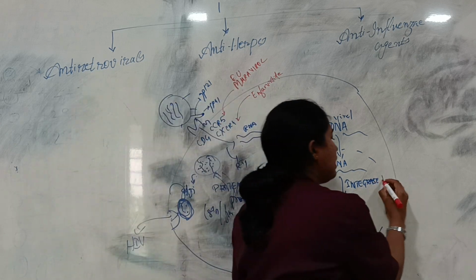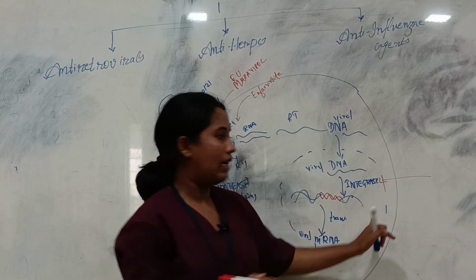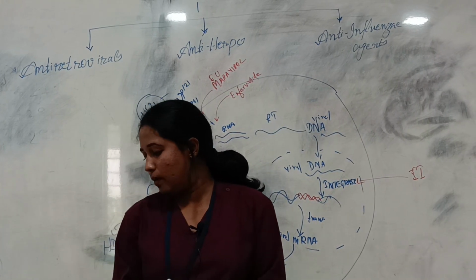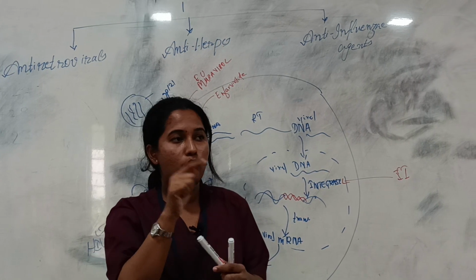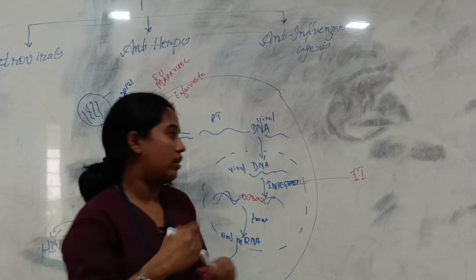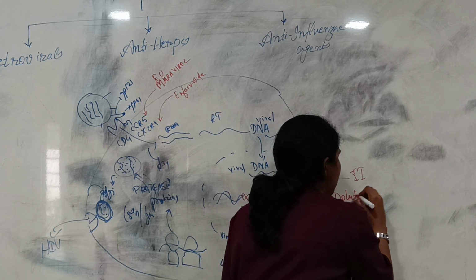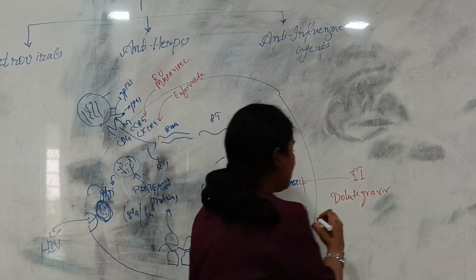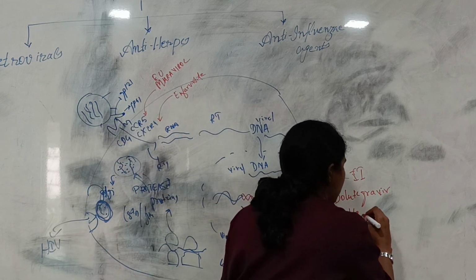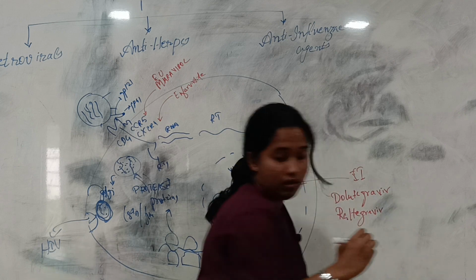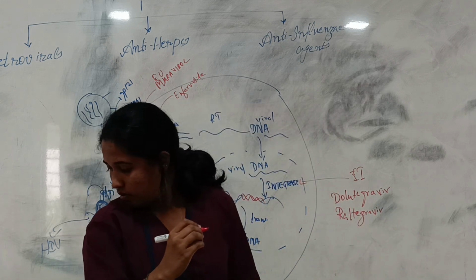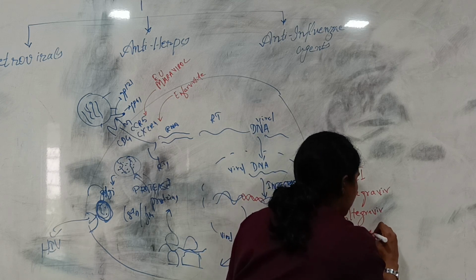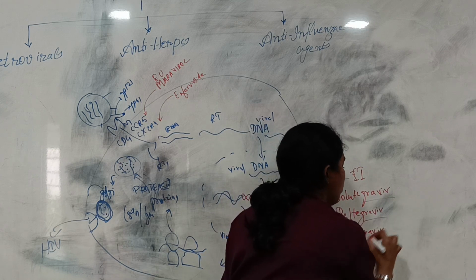Next come the second class of drugs, which inhibit the integrase enzyme, that is INSTIs, integrase inhibitors. The examples of integrase inhibitors are dolutegravir, raltegravir, and bictegravir. So for integrase inhibitors, the synonym is gravirs.